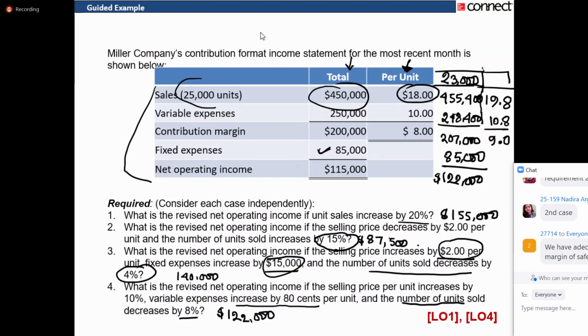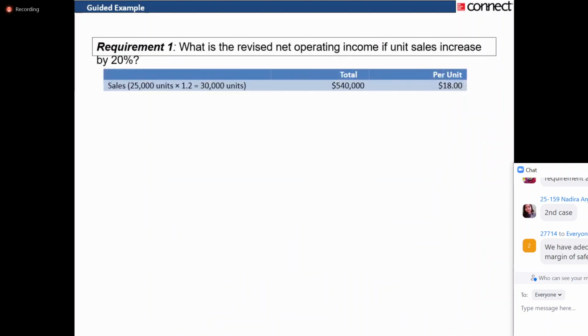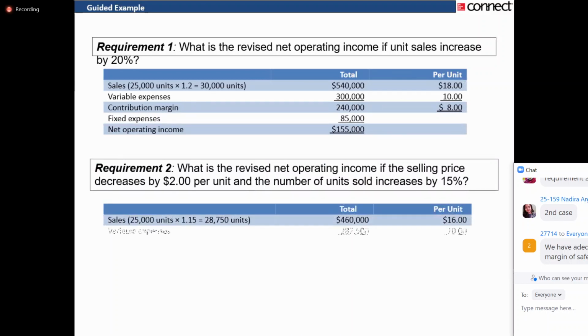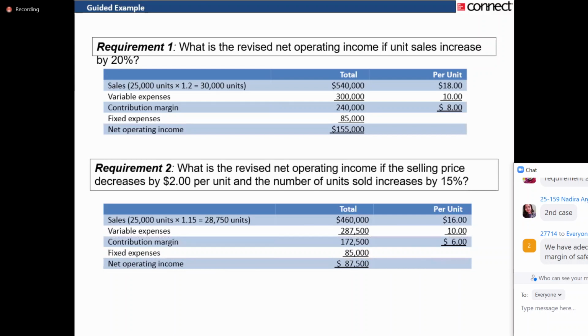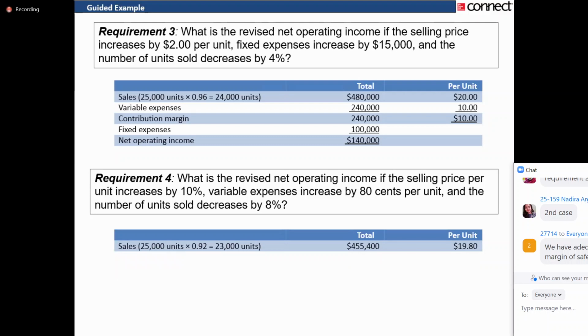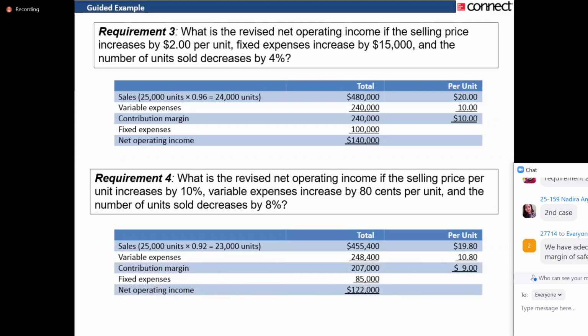Good. So on that note, we like to see whether we have solved it properly. For the first requirement is solved in this way. We get the 155,000 net operating income, and for requirement 2 we get 87,500, and for requirement 3 we get the $140,000 net operating income, and the final requirement we get the $120,000 net operating income. So this is all about the three exercises we wanted to solve together in today's class, and we are at the closing 10 minutes.